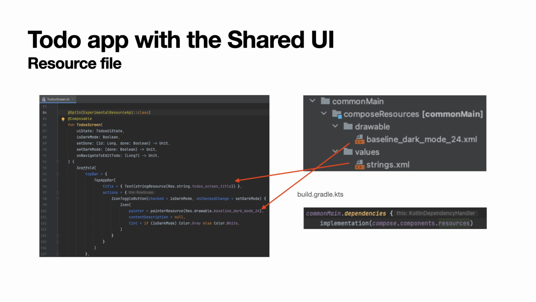In Compose Multiplatform, you can use stringResource and painterResource similar to Android's R file. The difference here is that you need to place them under the composeResources directory. Additionally, you need to set up the library you see in the commonMain source set. You can use strings.xml and drawable files just like you would in Android. That concludes the explanation for this video.